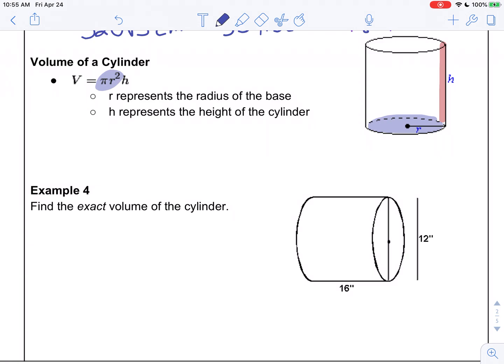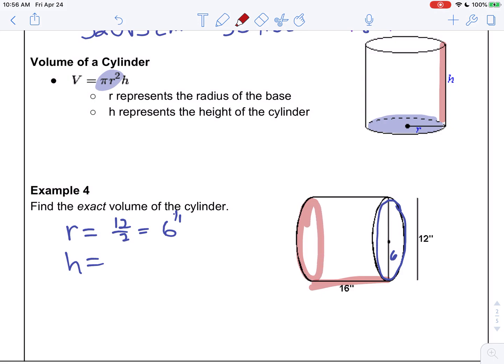I need to know 2 different things. I need to know my radius, and I need to know my height. Well, looks like here my diameter is 12, so I'm going to cut that in half and get 6 inches for my radius. And my height is this piece here that would join together these 2 circular bases. Kind of have to imagine that hanging out in there, and I get 16 inches.